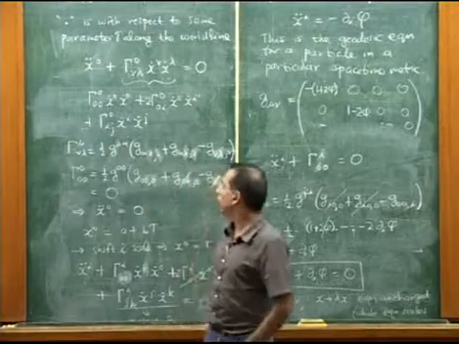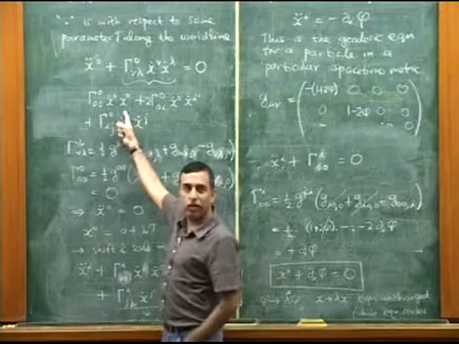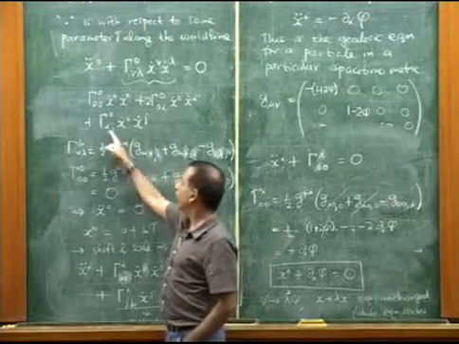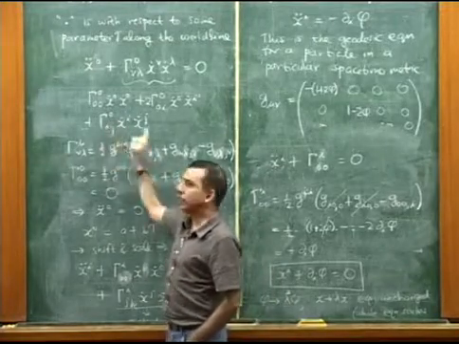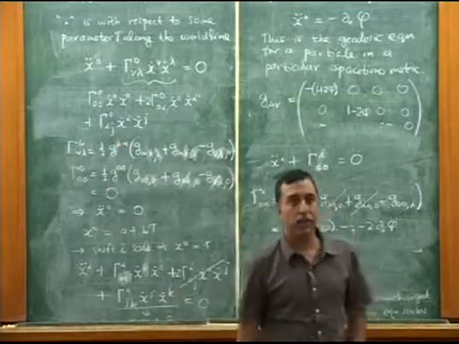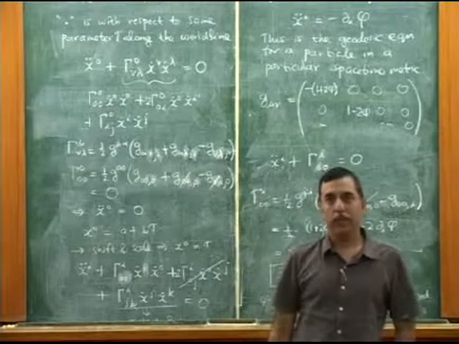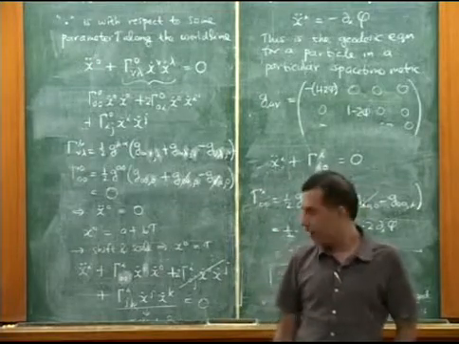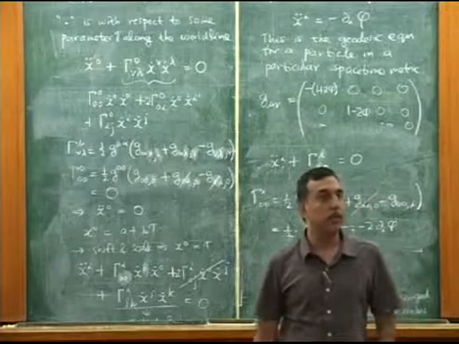You can convince yourself of that, because I'll have to have a G00 upstairs. That means downstairs I either have Gij comma 0 or G0i comma j. Both are 0. So gamma 0 ij is just 0. Okay, so then it is good. Any other questions? Yes.